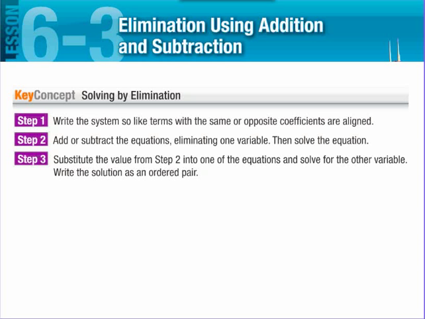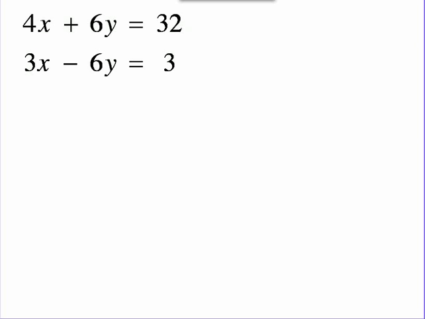That's why we call it elimination. With substitution, we substituted. Here we're going to eliminate. And then we're going to solve the equation. And then step 3, substitute the value from step 2 into one of the equations and solve for the other variable. Write the solution as an ordered pair. So what you're going to want to do is write this problem down. We're going to work through it together in class. We've got lots of examples.